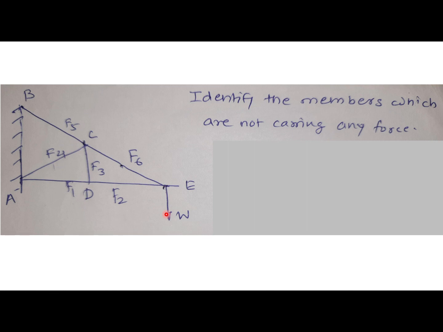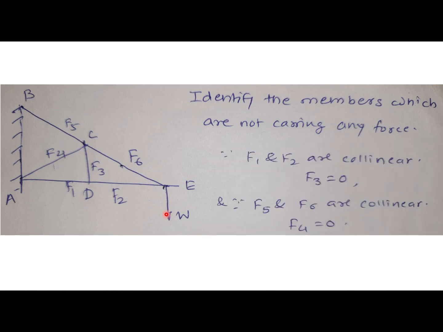So by considering these points in mind, we can say that since the forces F1 and F2 are collinear, this force F3 is 0. Similarly, the forces F5 and F6 are collinear, so this force F4 is 0. So we have the zero force members F3 and F4 in this particular truss.